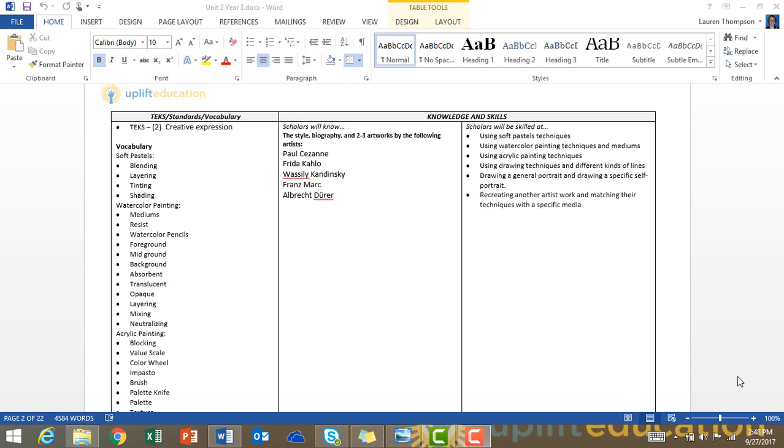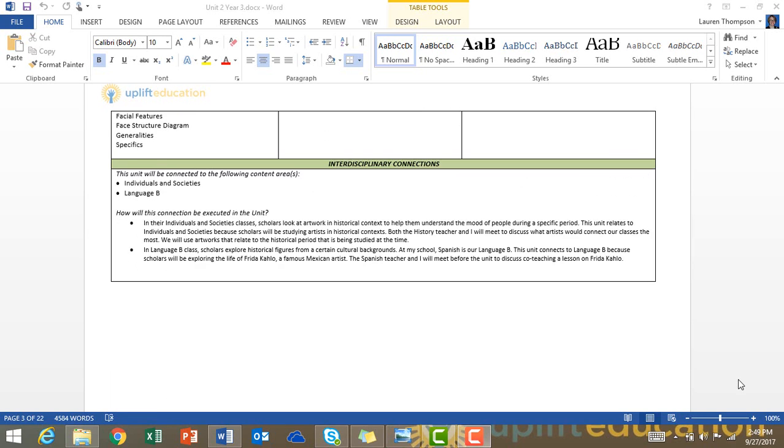When you get to the scholars will be skilled at, you kind of want to complete this statement: using blank, create blank. So you're going to tell what tool they're going to use and what they're going to be able to do with it. So using watercolor painting techniques, you're going to be able to paint a landscape. Or using drawing techniques, you'll be able to draw a face.